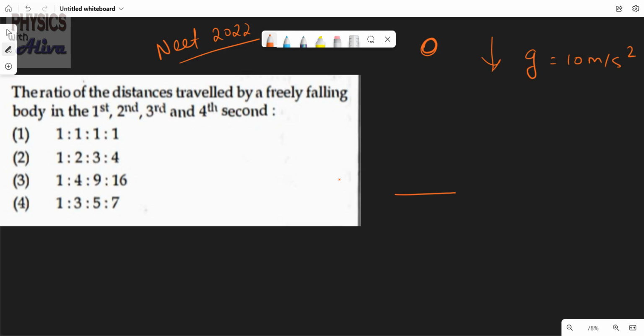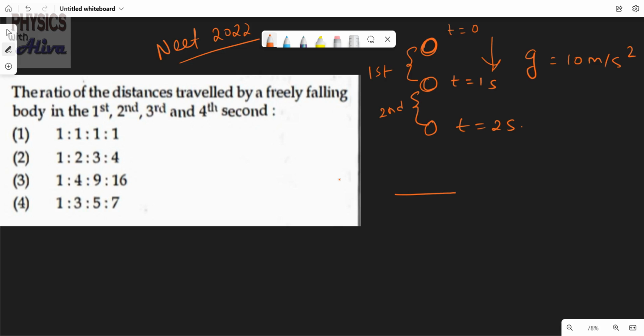After the first second, here the time t equals 0 and here the time t equals 1 second. The body is here. So this is the distance covered in the first second. And when t equals 2 seconds, this is the distance covered in the second second. In this manner, we have to calculate the distance traveled in the first second, second second, third second and fourth second. Then we will calculate the ratio.